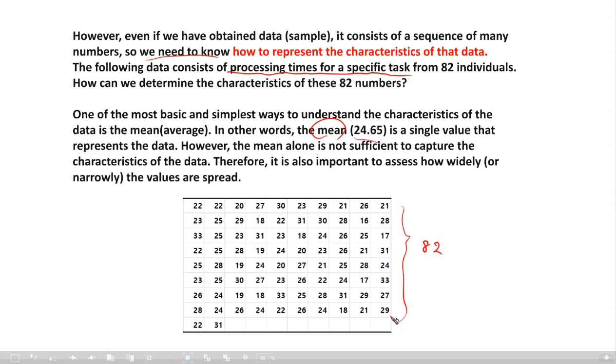But the mean is not sufficient to capture the characteristics of data. What we need is some measure of how widely or narrowly the values are spread. This is, say, standard deviation, SD. I'm going to explain the characteristics of data next time. So I'm going to explain standard deviation later, next time. Okay, this is the first day, so I'd like to cut my lecture here today. Thank you. Bye.